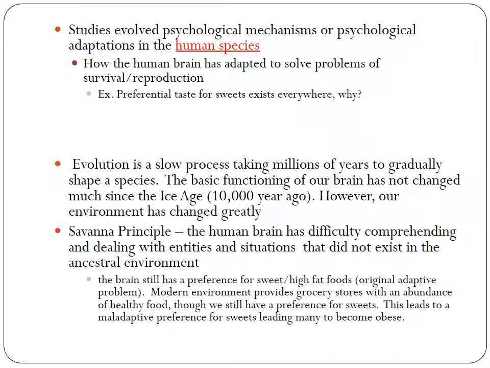So we look at human behavior and we want to understand why we behave the way we do, how the human brain has adapted to solve problems of survival and reproduction. That's the heart of evolutionary psychology. So why do we like sweets everywhere, globally? It may not be your favorite thing, but we all have a preference for sweeter foods. It might not be chocolate, it might not be ice cream, it might be fruit, but there is a biological preference for sweets.